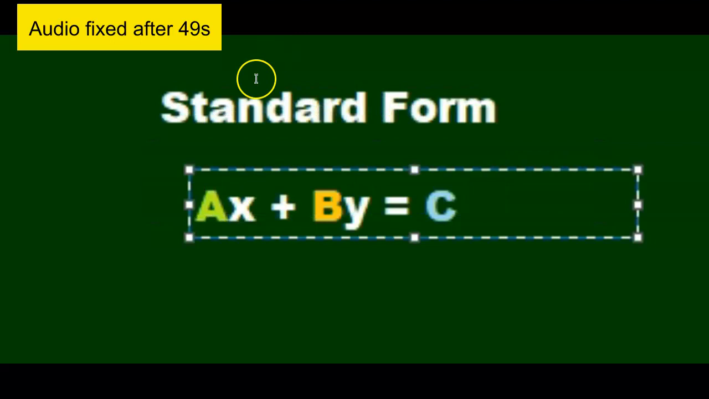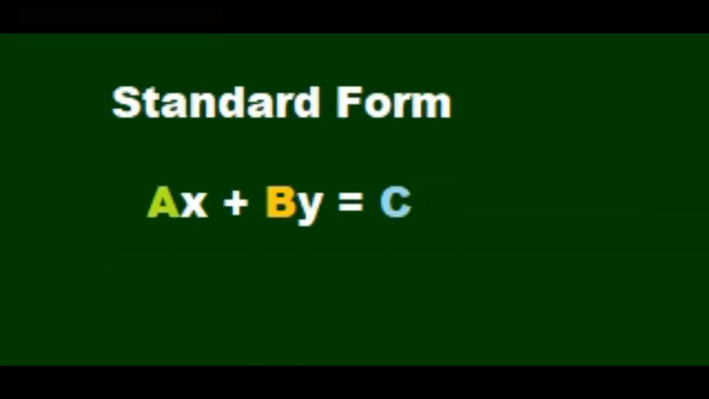The standard form of a line, ax plus by equals c, is very similar to our general form, where a is a positive integer, but b and c may be positive or negative integers. A, b, and c also should have no common factors. For example, they should not all be divisible by 2. If they're divisible by 2, then you should divide the whole equation by 2 to get your standard form.